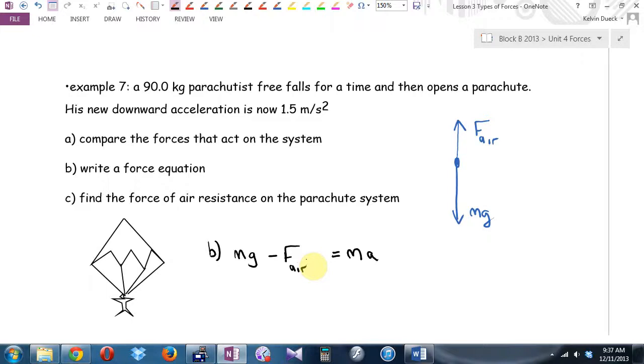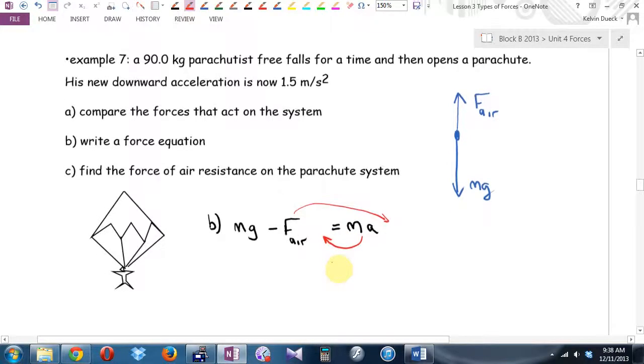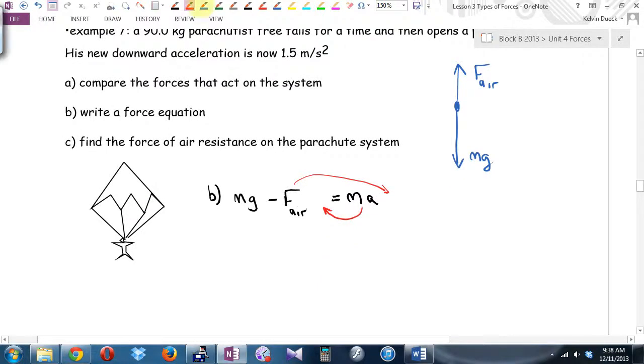Hey, Brad, what's in front of the F air? No, right in front of it. Immediately in front of it, a minus. So because C says find the force of air resistance, I'm going to go plus that to that side whilst simultaneously minusing that to that side. You okay with it? By the way, the reason I always show that step, you can see it shows up an awful lot, and Alex, it's nice to be able to do that in one step and just get there. Yes? Good, good.